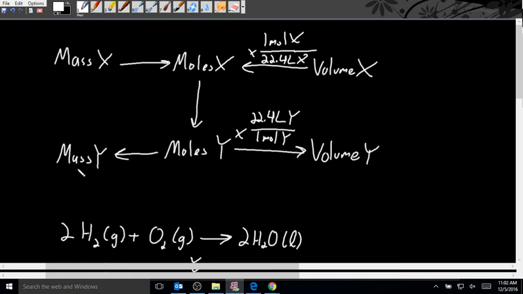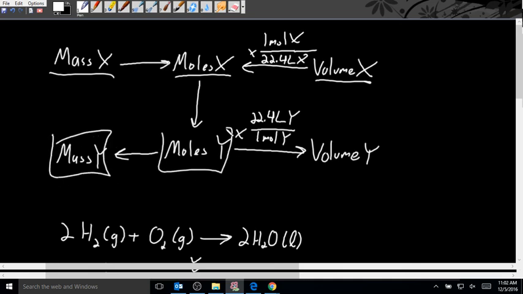It's all about just where are we starting? Where are we ending? How do you know where you're starting? Mass is given to you in grams. Moles are given to you in moles. Volume is given to you in liters.